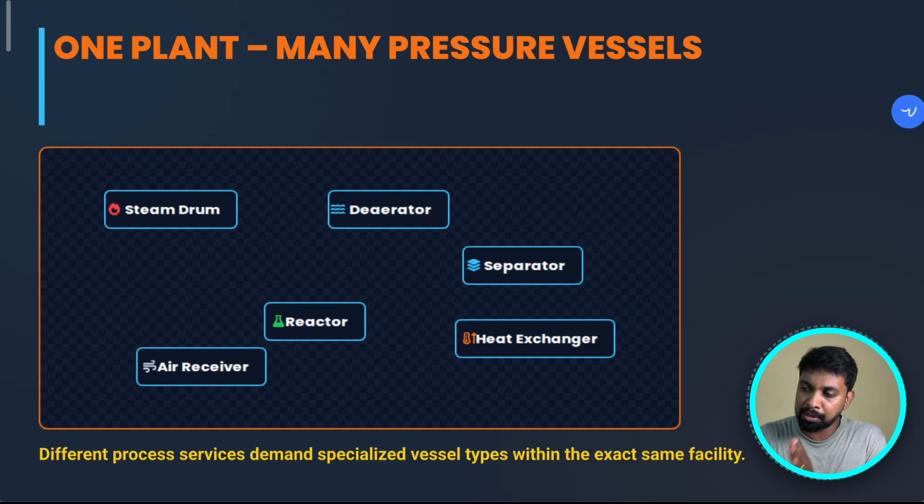Are the different types of pressure vessel only available in different areas? No. If you go to a particular plant, you can see all the different types of pressure vessel in one particular plant, because there will be some steam drums, some deaerators, some separators, some reactors, some air receivers, some heat exchangers. So each and every process needs different types of pressure vessels. Getting the knowledge of different types of pressure vessel is very important.